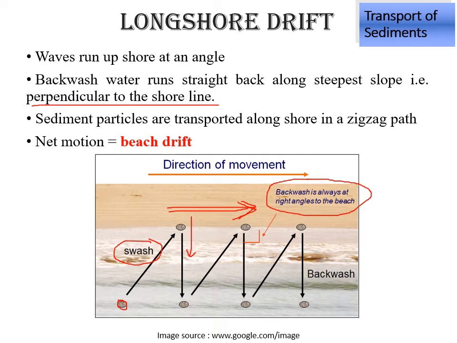So this type of movement, which occurs along the shore, that is parallel to the shoreline, is known as longshore current or longshore drift, and often it is also known as beach drift. So in this process, because of this zigzag path of swash and backwash, the net movement of any grain occurs parallel to the shoreline.